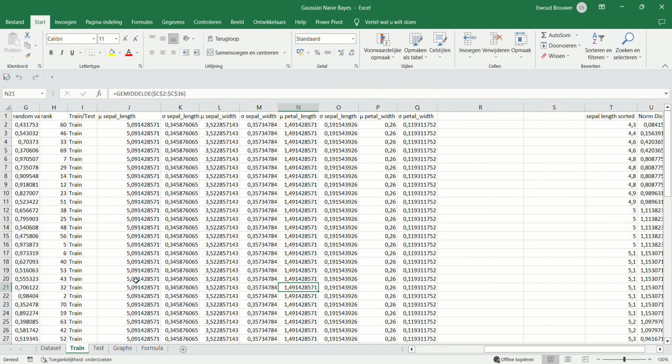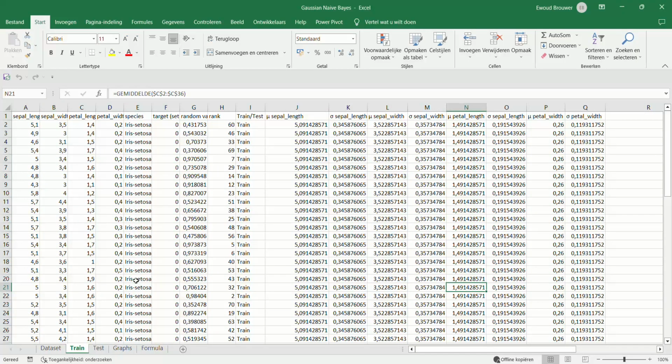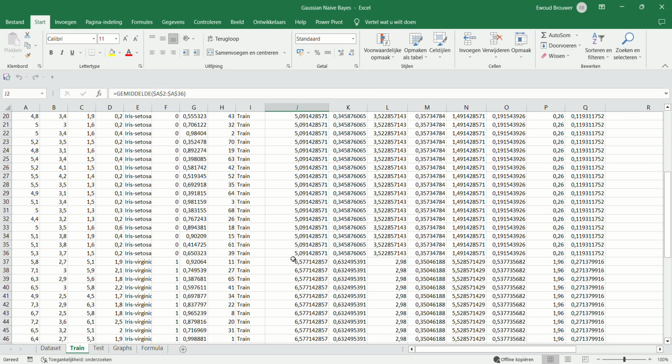Well, let's take a look at the training dataset. What is important for this algorithm is to create a normal density function. And we will need the mean and the standard deviation to calculate that, or to plot that, for every variable and for every class in that variable. So I calculated the mean for every variable and for every class.